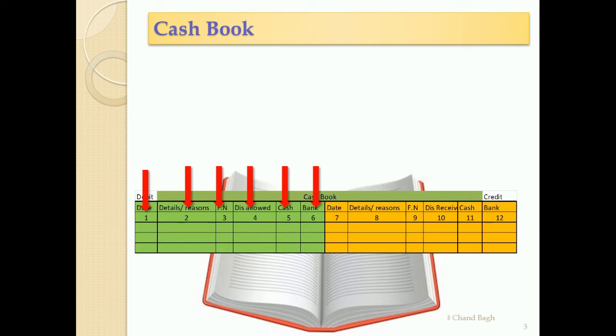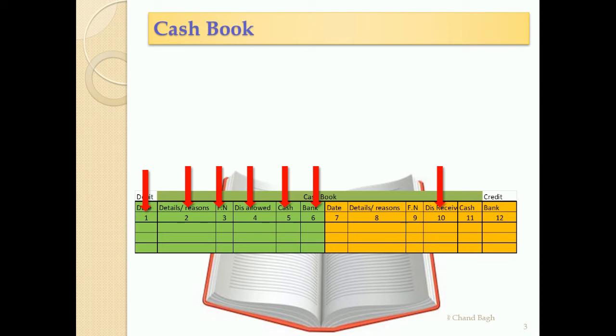And boys, on the credit side, you can see the date on the seventh column, and in the eighth column details and reason is there, then ledger folio, and the 10th column is for your discount received. Okay, discount received is your income, and whenever you receive cash discount, you have to record in your column 10, and whenever you have to pay, you have to allow discount, cash discount, you have to record on the fourth column.